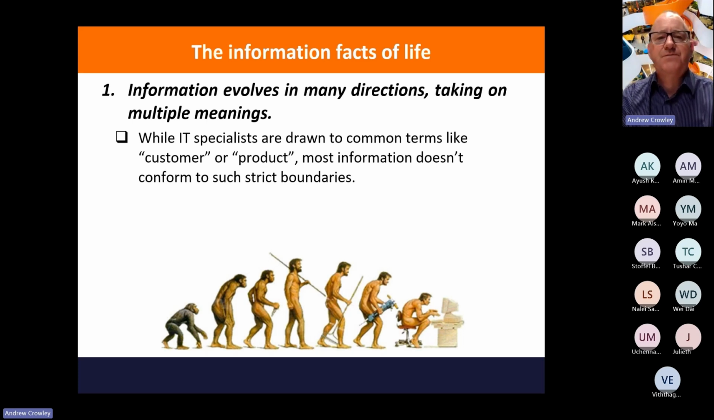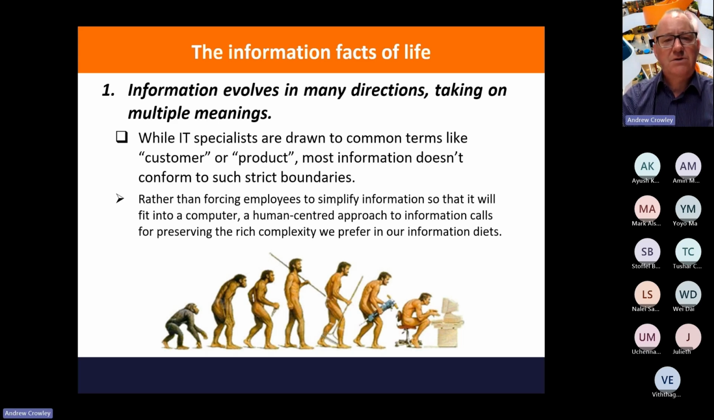And so forth. What we were trying to do in the SimSteel project is represent information in the real world into computers and enable it to be exchanged. However, we should look at a human-centered approach to information, and that calls for preserving the rich complexity we want in our information diets. So we know what we mean by product or customer or beam or column and so on, but the computer isn't really that smart.